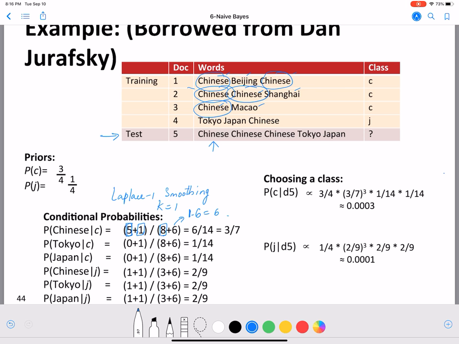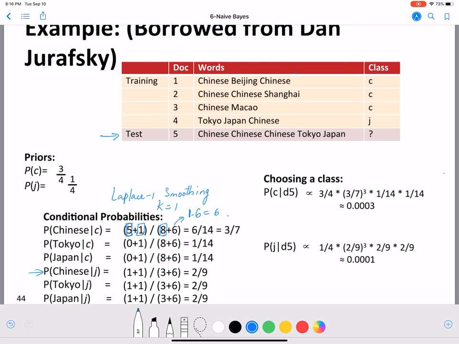So let's now look at the next one. Let's calculate P of Chinese given J. So I'm going to erase some of this so that we can repeat this calculation. Okay, so now we are looking at P of Chinese given J.